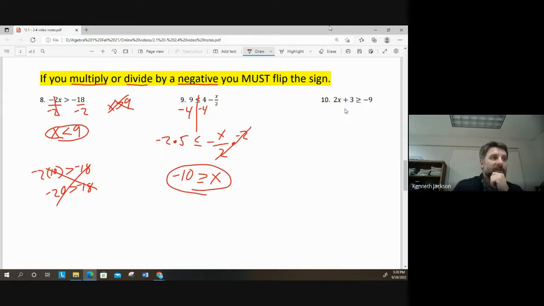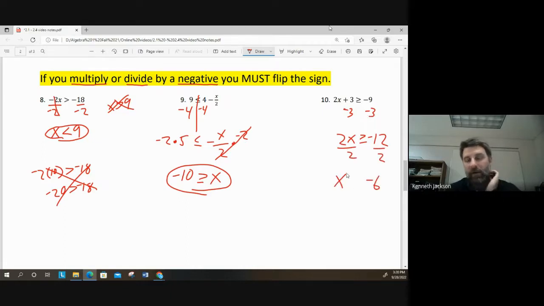Last one here on number 10, to get rid of a plus 3, you subtract 3. To get rid of a times 2, you divide by 2. A lot of kids will look at this and want to flip the sign. They say, well, I got a negative answer, so I flipped the sign. No, I divided by positive 2. If I divide by positive 2, that means that I don't flip the sign and it stays the same.